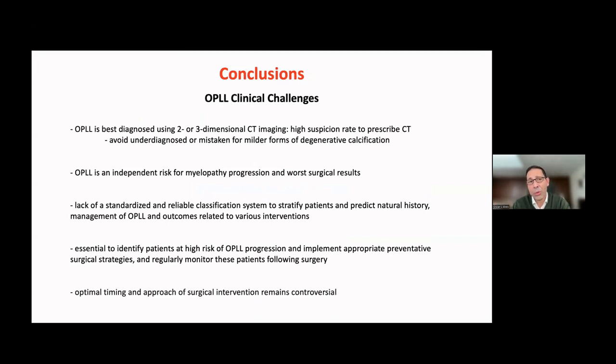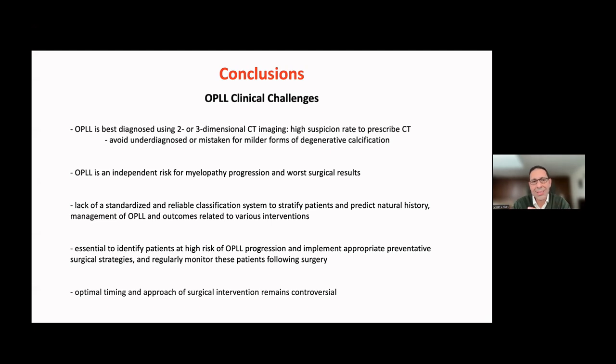So what are the clinical challenges? OPLL is best diagnosed using CT imaging, but you need a high suspicion rate to prescribe a CT. That way, you avoid it being underdiagnosed or mistaken for milder forms of degenerative calcification, which is a different disease. OPLL is an independent risk factor for myelopathy progression and worse surgical results. That's why it's important to diagnose it.